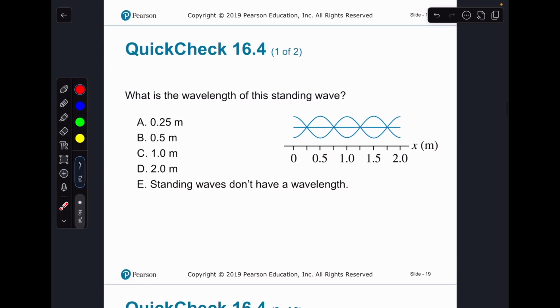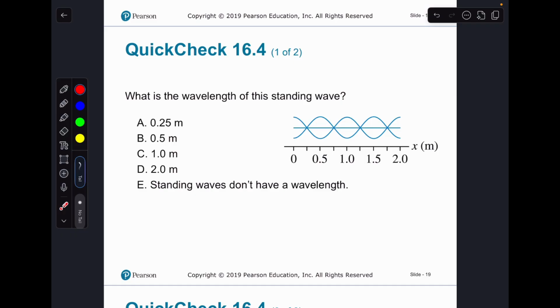So let's see if we can figure out what the wavelength of this standing wave is. You might recall from what we just talked about that the distance between nodes, or the distance between antinodes, nodes here, antinodes here, is half a wavelength. So we can simply find that distance, which is half a meter, multiply it by 2. The wavelength is 1 meter, according to that concept.